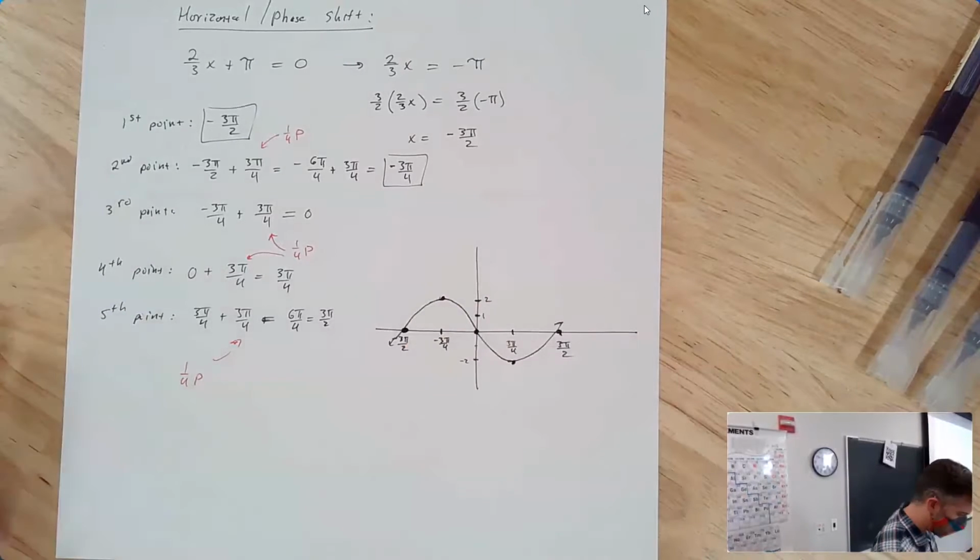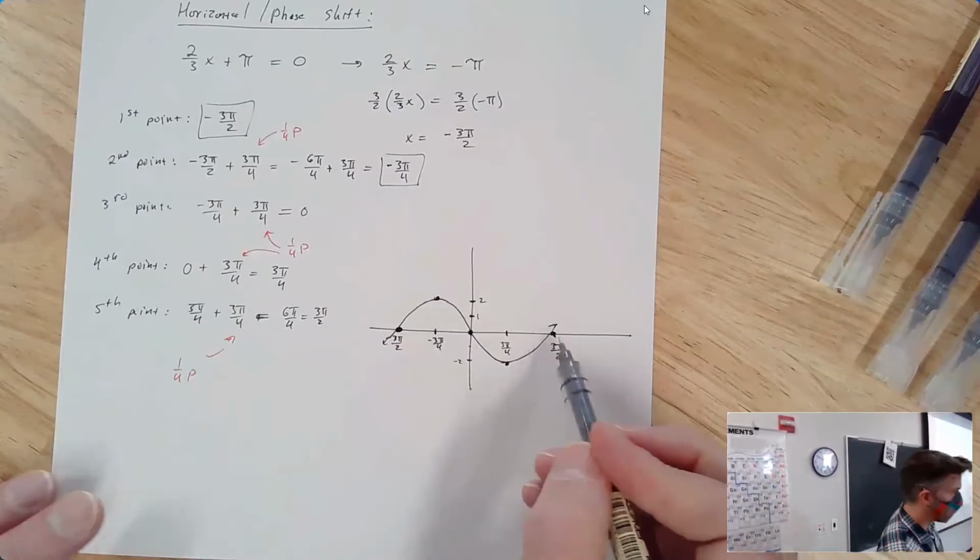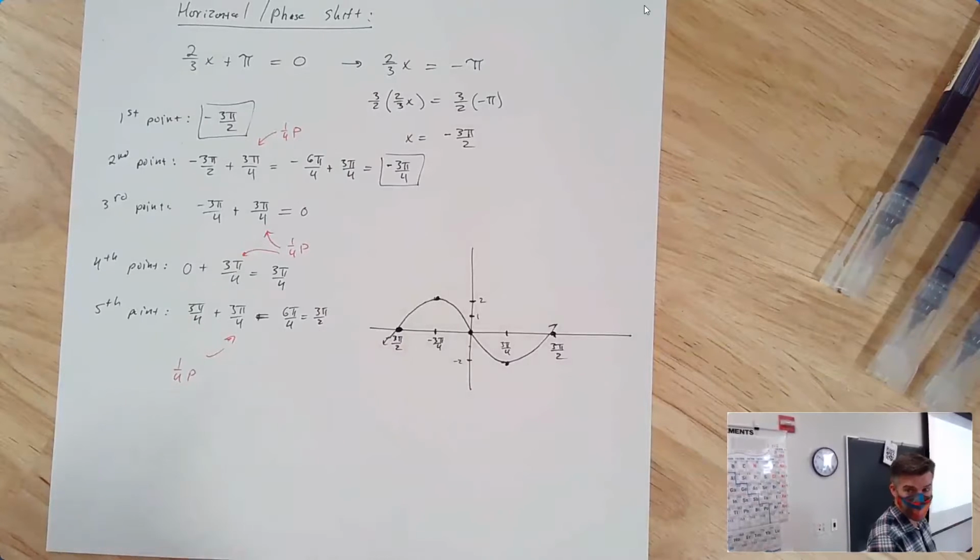Now, you might notice not all my quarters are equal length because I'm not a great drawer. That's okay. Right? My last quadrant there is probably a little longer than it really should have been. No worries.